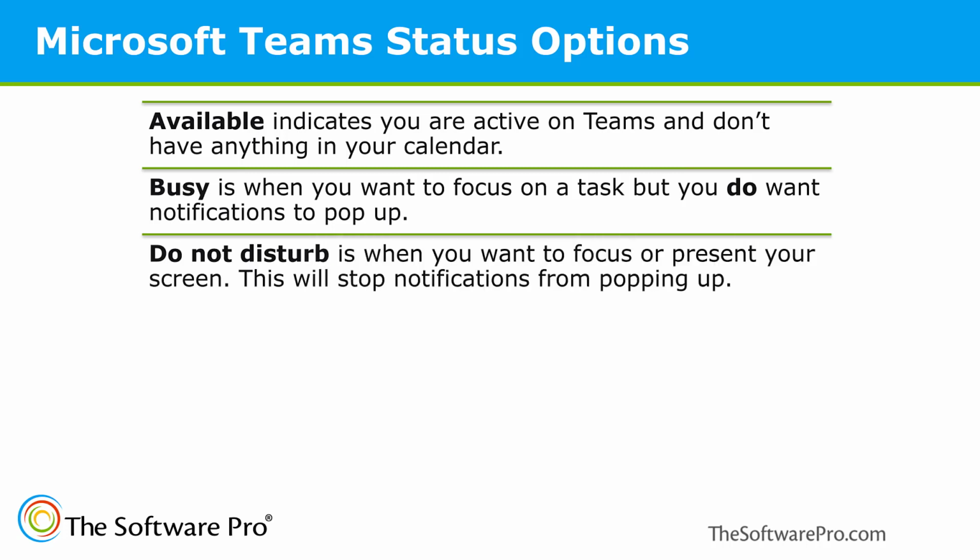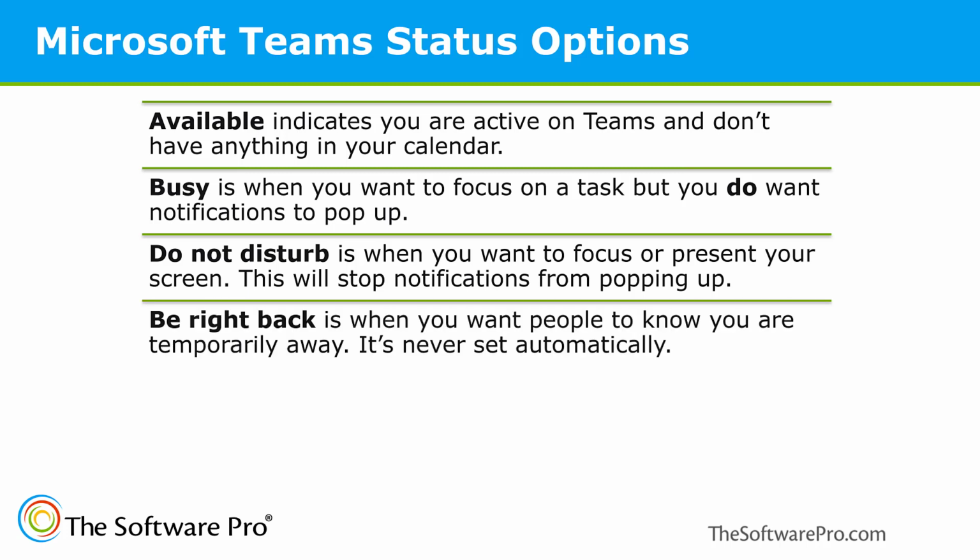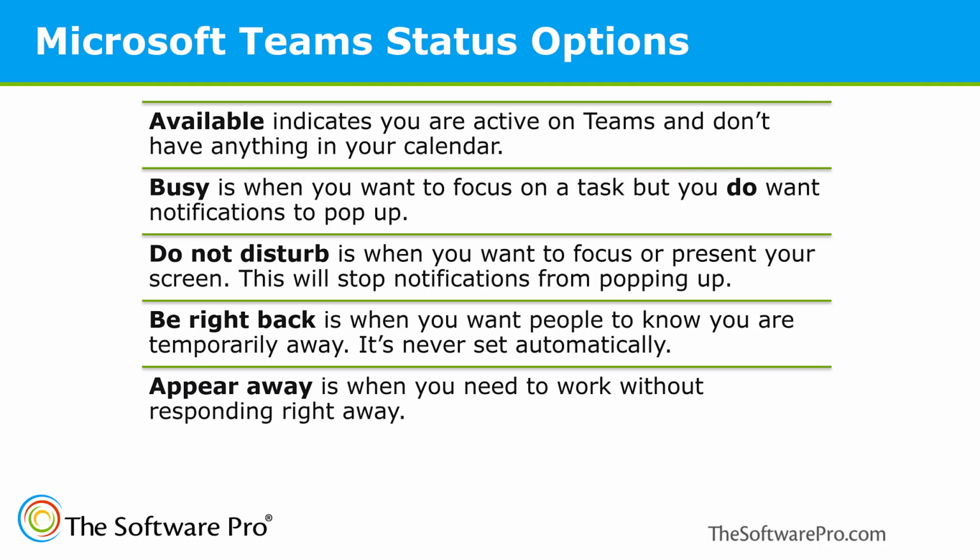Do Not Disturb gives you more control when you want to focus, and it's great when you're presenting your screen, because this setting will stop notifications from popping up. You'll only see notifications from Teams if that message is flagged as urgent. Be Right Back, or BRB, is when you want people to know you're temporarily away, so it's never set automatically. Appear Away is when you need to work without responding right away.